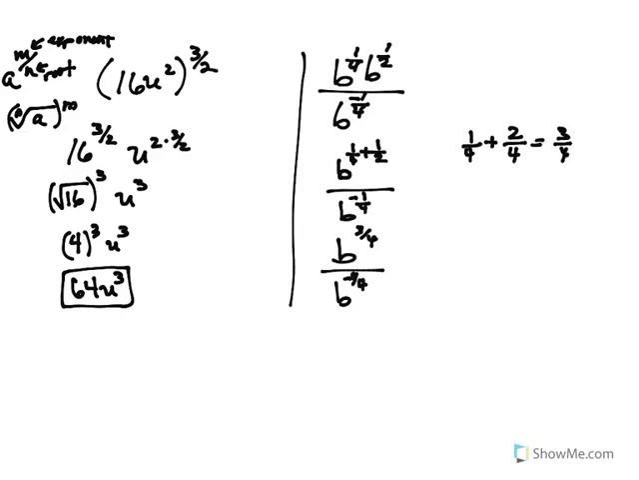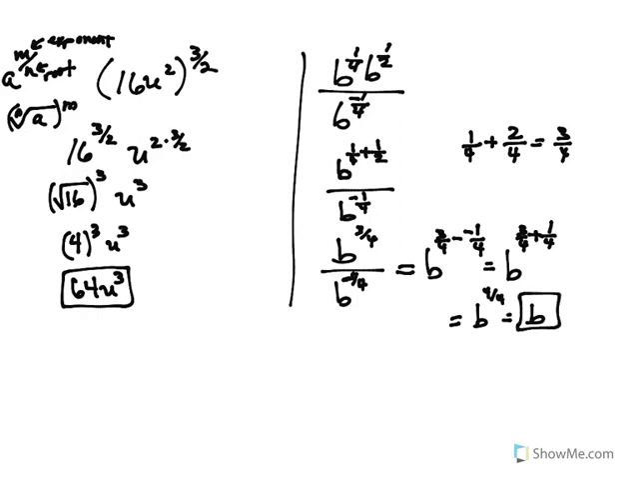So we are dividing like bases now. And the rule says when you divide like bases, you subtract the exponents. So we are subtracting a negative 1/4. So that actually means we add 1/4. So we get b to the 4 over 4, which is just b to the 1, which is just b. Don't be afraid of the fractions. Just use the fraction button on the calculator.